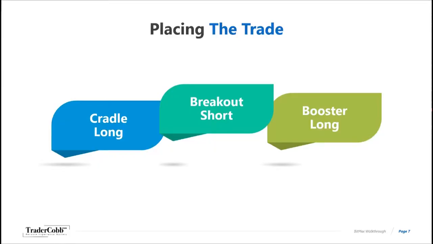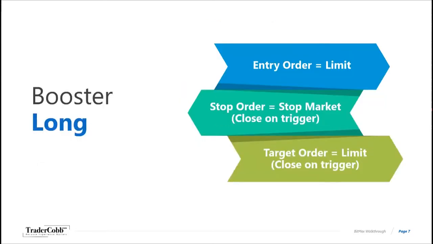So now we're going to walk through our trade examples. And our 3 examples are a cradle long, a breakout short, and a booster long. First, we'll start with the booster long. So we have a limit order for our entry, a stop order, which is a stop market, and we'll be using close on trigger flag for that. And then the target, which is the limit order, which is also, we can use a close on trigger there.